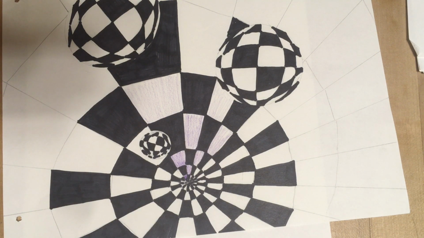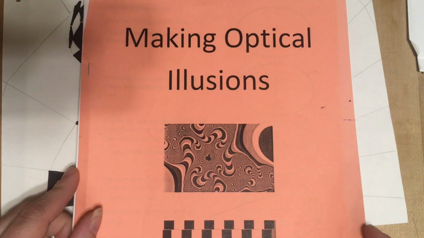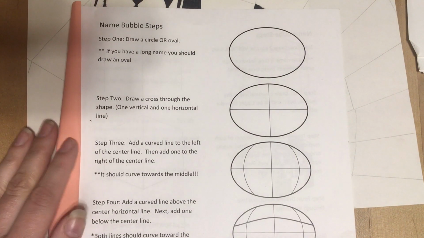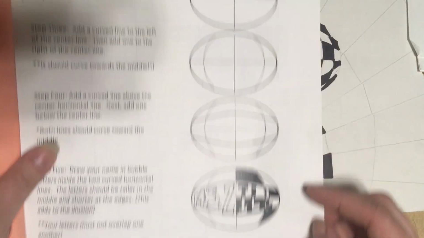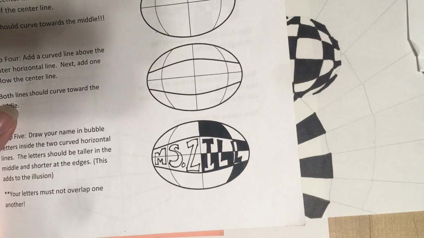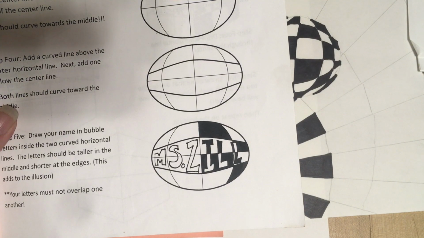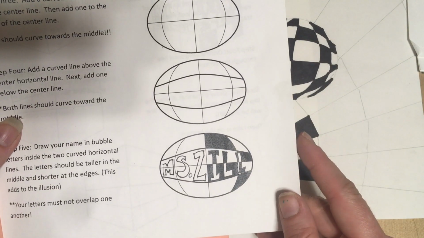So I'm gonna give you a lot of options on what kind of optical illusion you choose to create, okay? And I have some steps here that I will include in this packet. You could do a name bubble. So you're creating, step by step, a sphere, and putting some bubble letter names, and you checkerboard it to make that illusion. Okay, it's a little tricky because you've got to checkerboard with the letters as well.